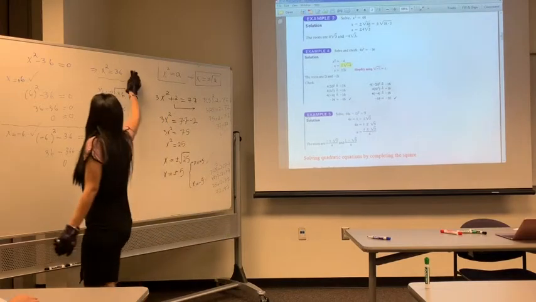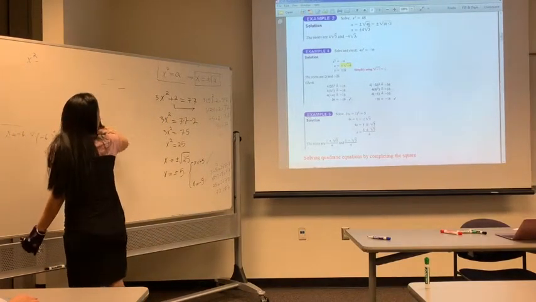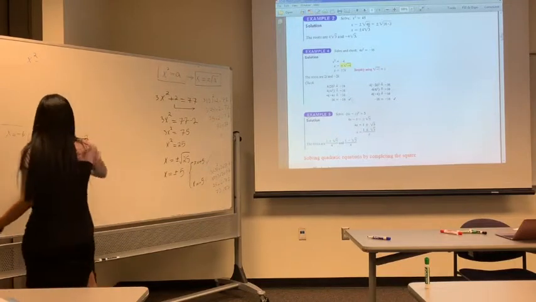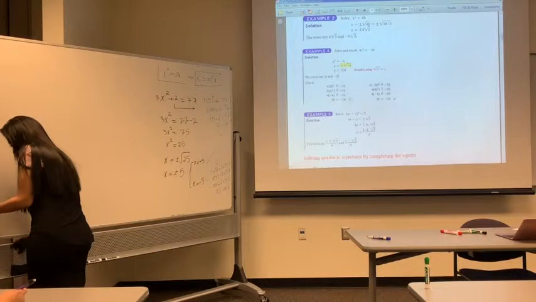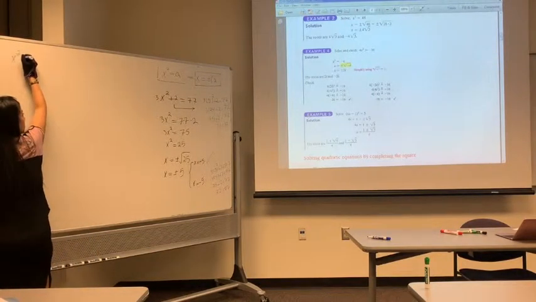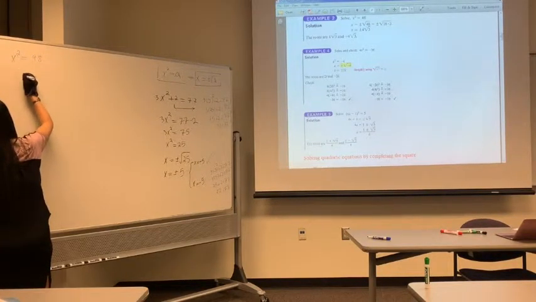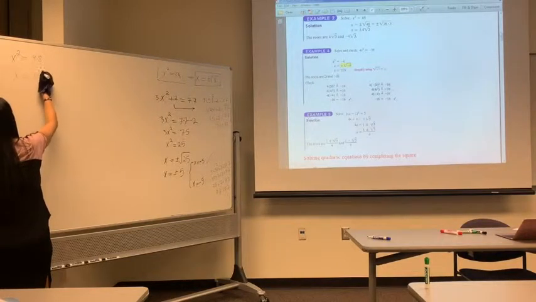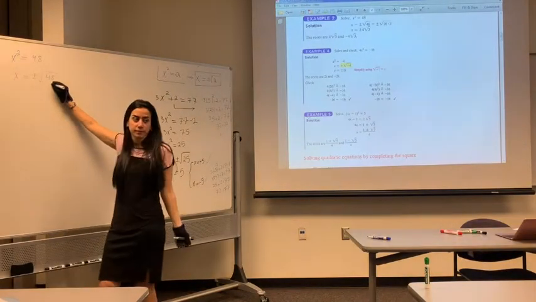The next question says if we have x squared equal to 48. So again we use the rule: x is equal to plus minus the square root of 48. Now we should solve this and simplify this.